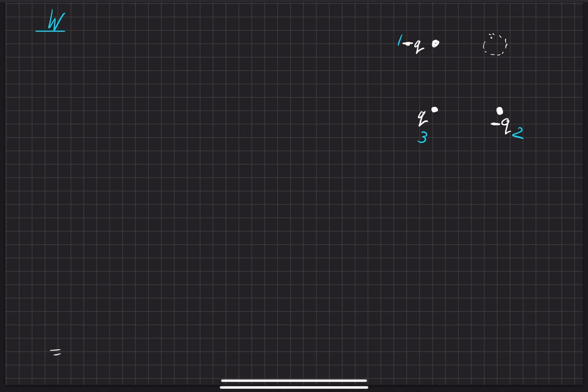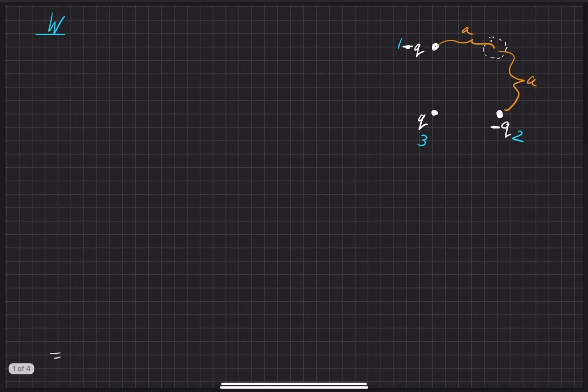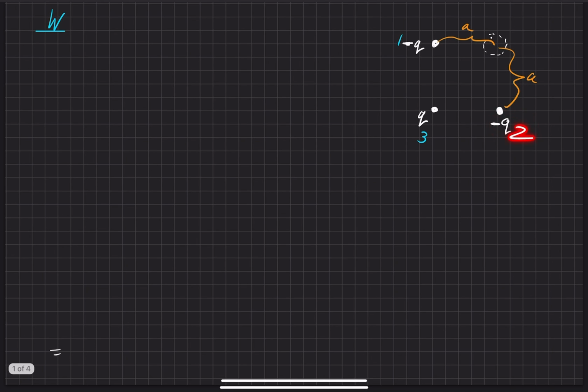In this problem, the first thing that we have to do is to find how much work it takes to bring a charge, a test charge, a positive charge of Q, into this space that is situated at a distance A away from this charge, right? This charge, which we'll call charge number 1, is a negative Q charge, and then also another distance A that is located away from this charge right here, which is another negative Q, which we'll call charge number 2.